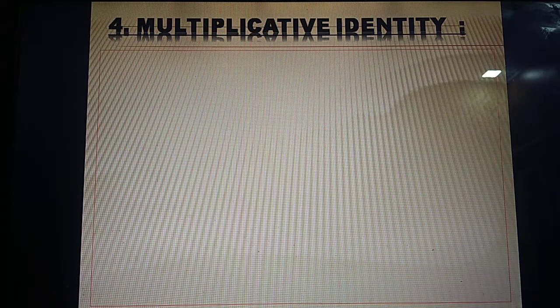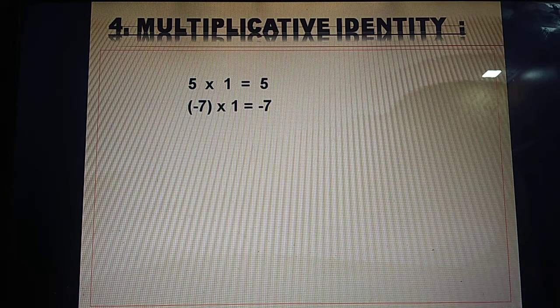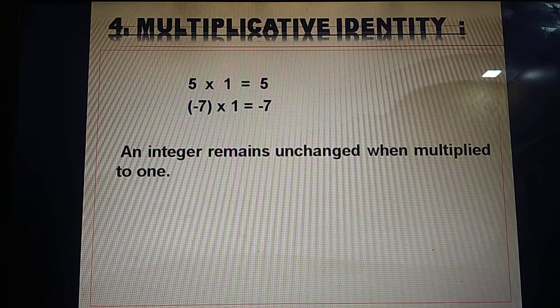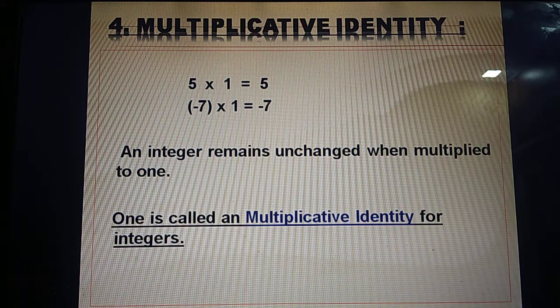Multiplicative identity. Yes, the word identity is here. It means you have to multiply the given integer by a number such that it will not lose its identity, or you will get the number again. So, if we multiply 5 by 1, here 5 is a positive integer, the answer is again 5. On multiplying minus 7 by 1, the answer is again minus 7. So, 1 is considered a multiplicative identity because an integer remains unchanged when multiplied by 1. So, 1 is called the multiplicative identity for integers.